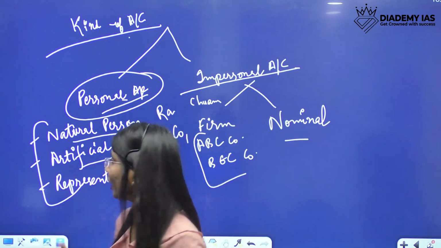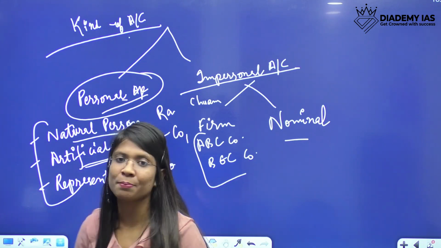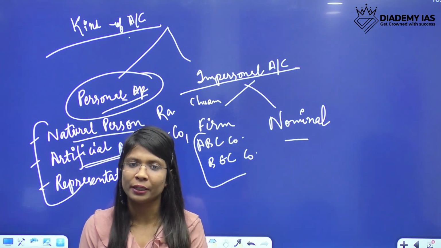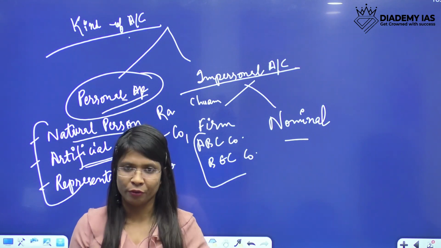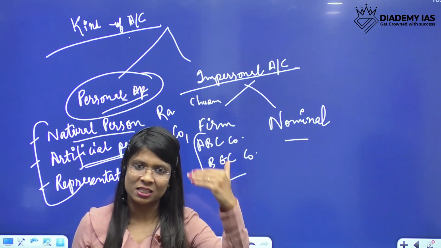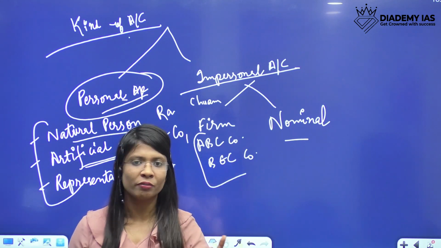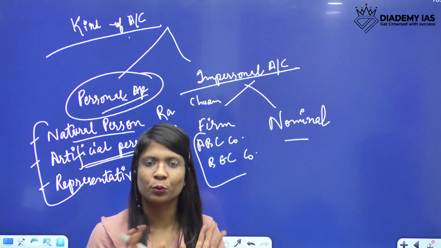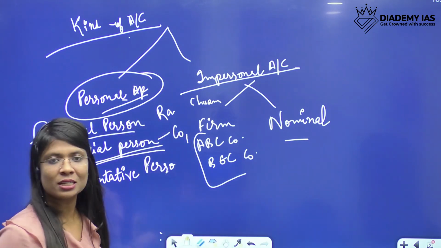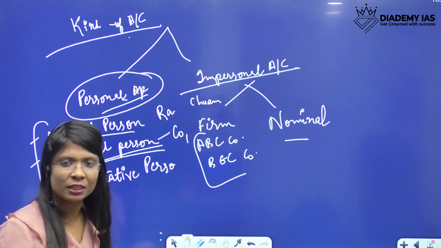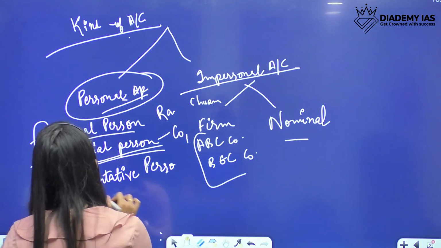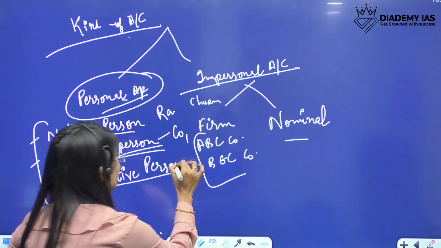So we have to know that. The question might ask, ABC company is which kind of account. If we don't know the basic bifurcation of the personal account, then we won't be able to answer. So artificial persons are companies and any firms. Then the third is the representative person.